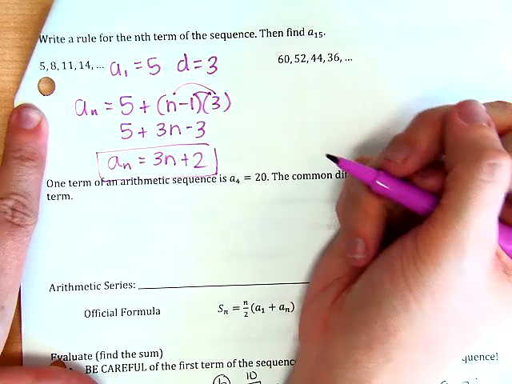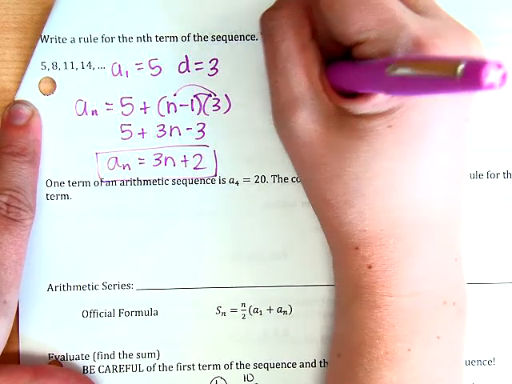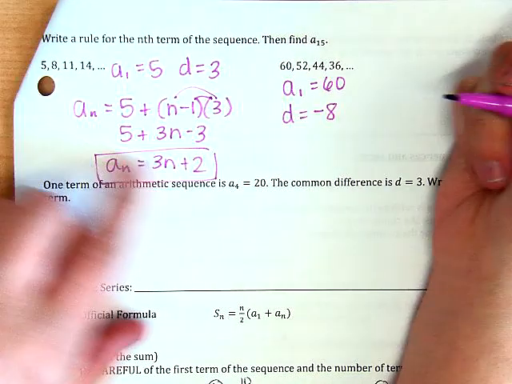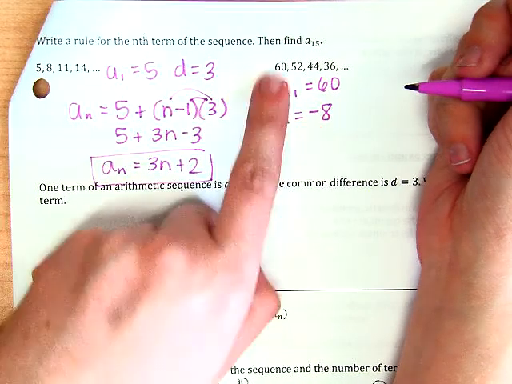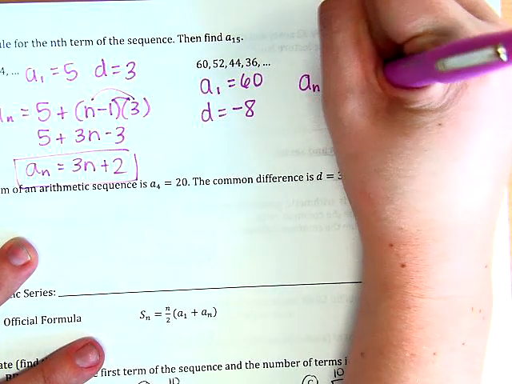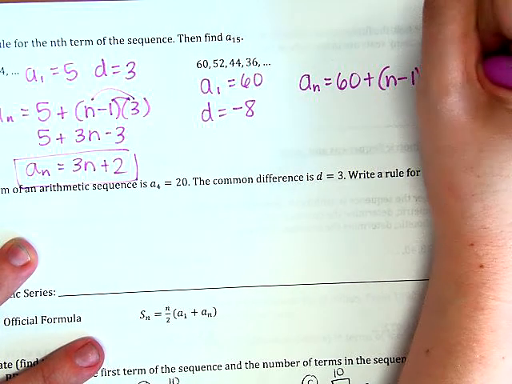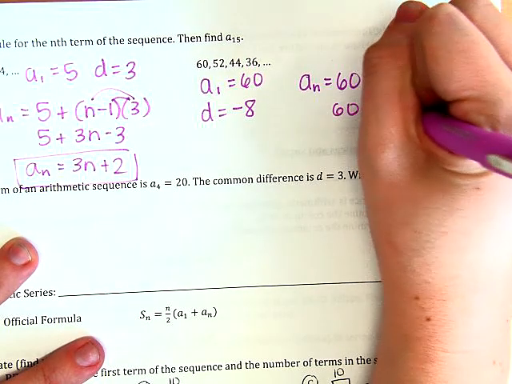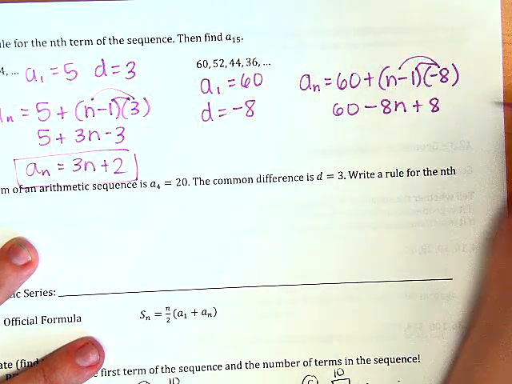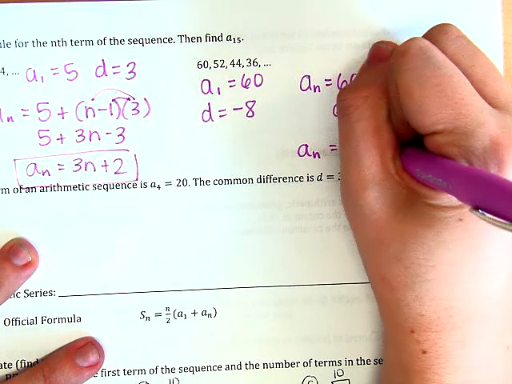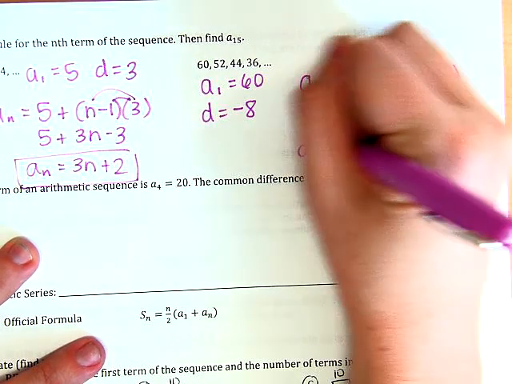This one's different because I'm subtracting each time. So my first term is 60. My common difference is negative 8. Make sure you put a negative on there because I'm subtracting each time. So when I write my formula, AN equals 60 plus n minus 1 times negative 8. Now I do some distributing: 60 minus 8n plus 8. So my official formula is negative 8n plus 68.